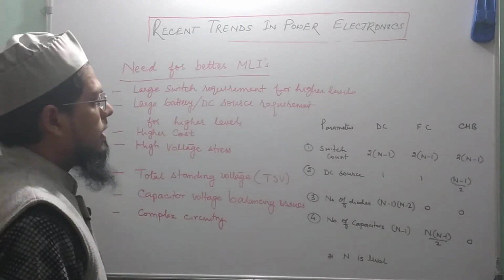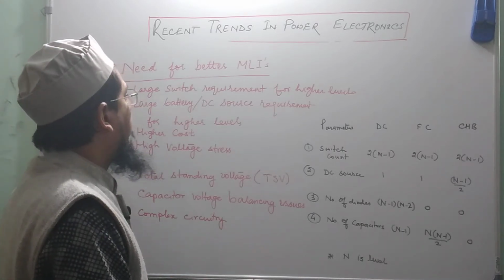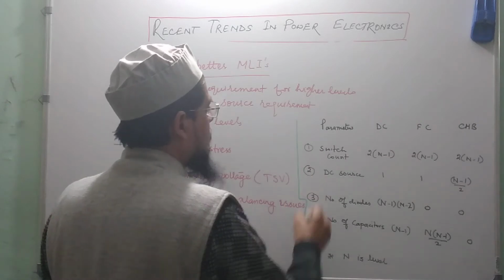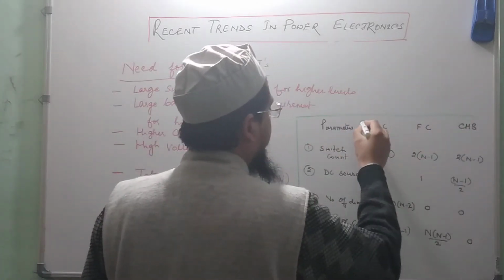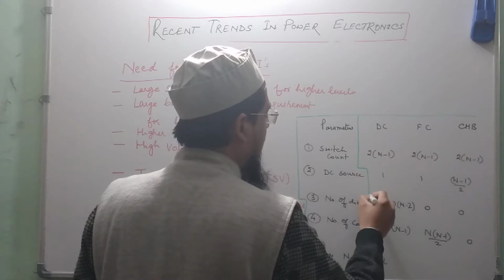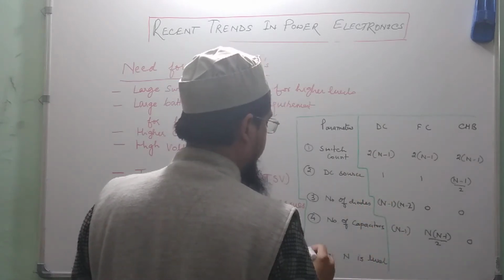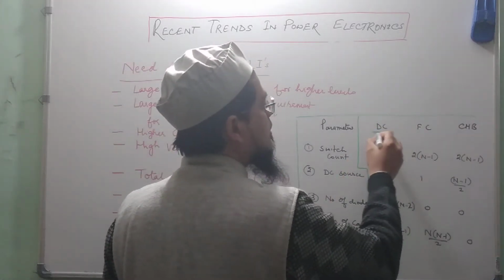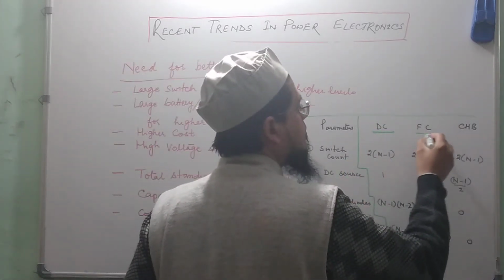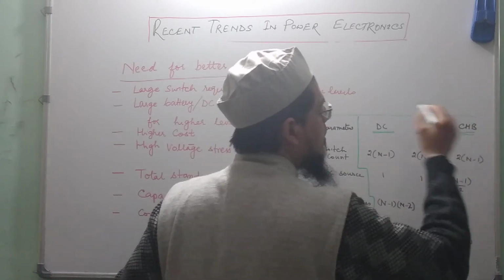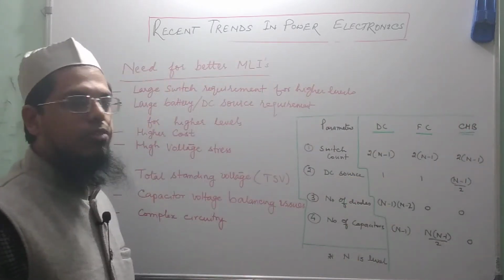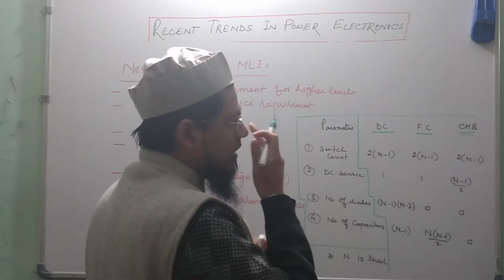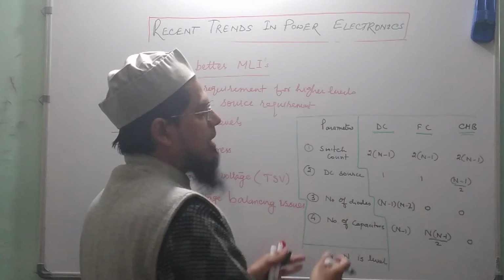So you could see here I have drawn a table which shows the various parameters for the three types of multi-level inverter. DC here stands for diode clamped, FC is flying capacitor, and CHB is the cascaded H-bridge multi-level inverter. So let us try to see how they perform on certain parameters.